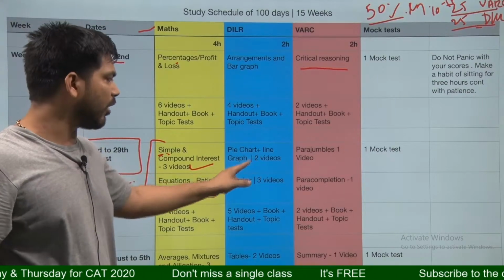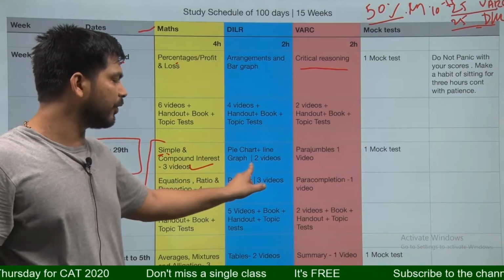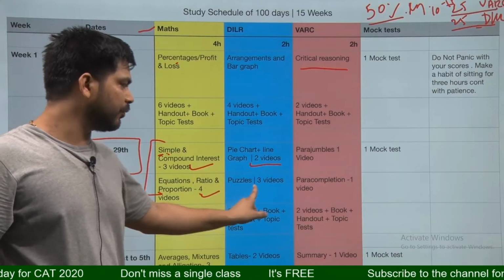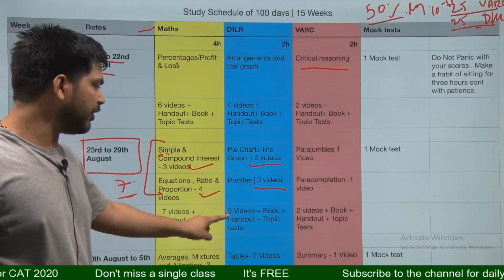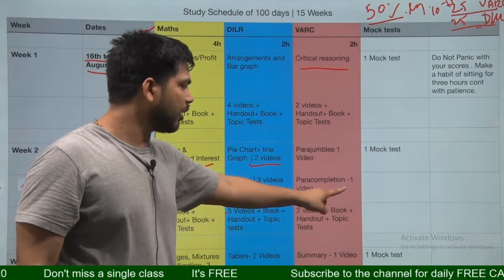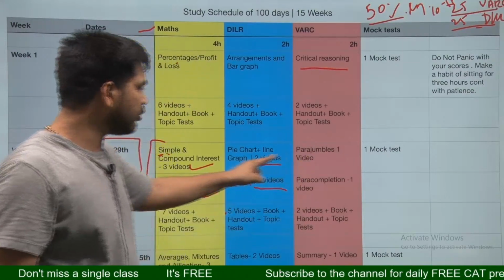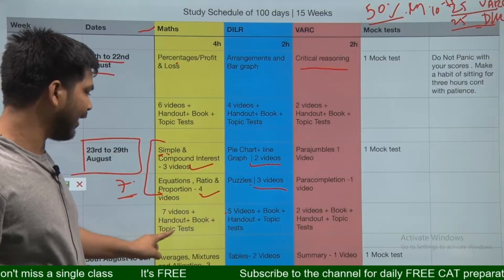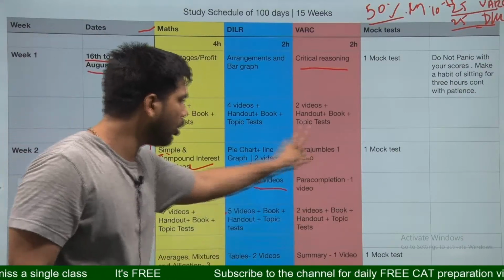Plus in DILR, you have to do pie chart and line graph, for which you have 2 videos, and puzzles, for which you have 3 videos. So 5 videos in DILR. Similarly, para jumble 1 video, para completion 1 video, and after doing these videos, you should be solving handout, book and topic tests for all these chapters.